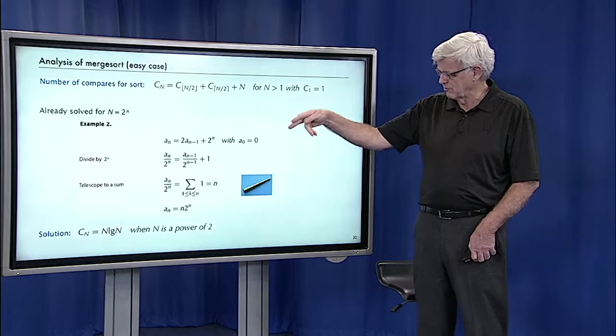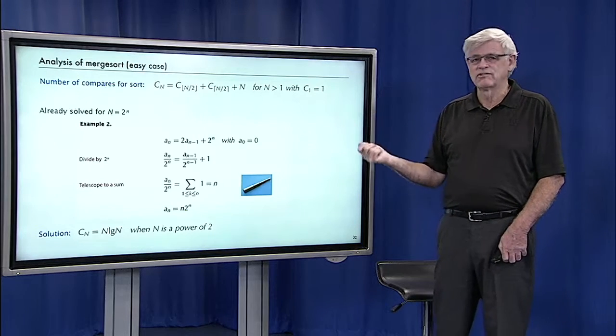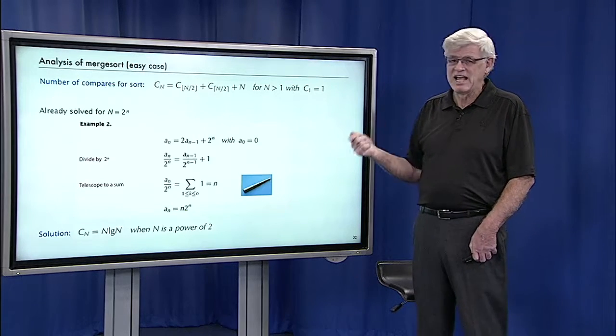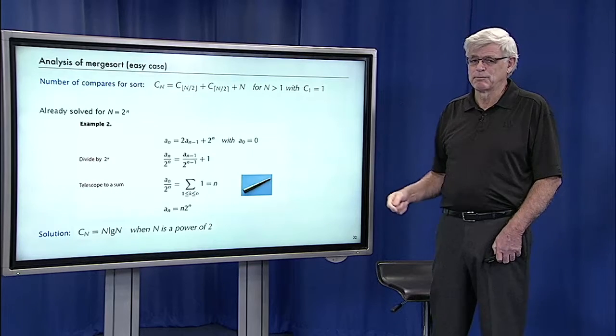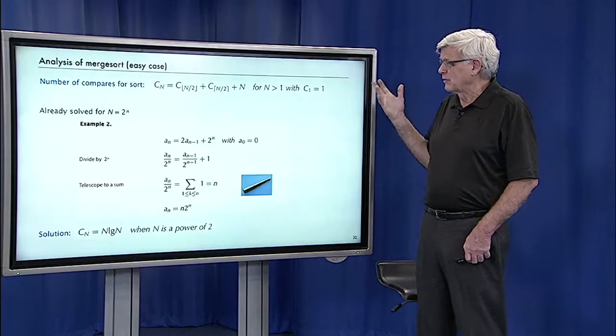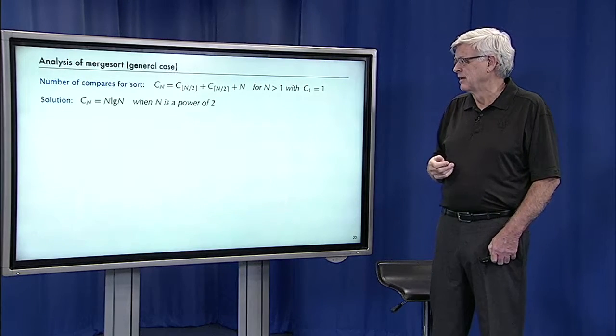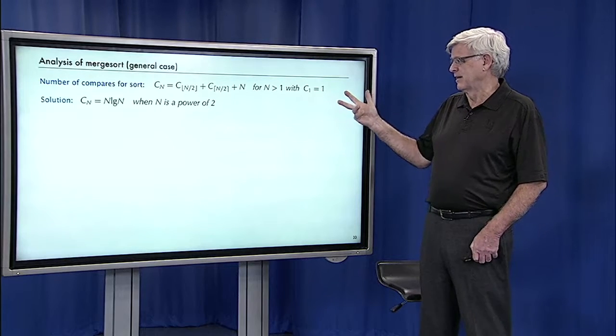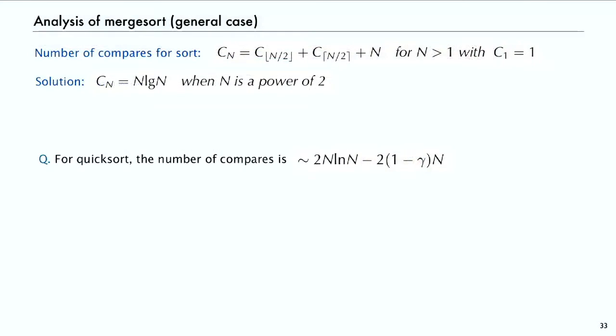In terms of the original, it means that C_N equals N log N when N is a power of 2. But what if N is not a power of 2? That's the next question to address. So there's a natural question that arises. For quicksort, we did the number of compares and got a very precise analysis that we could check against the performance of the algorithm.